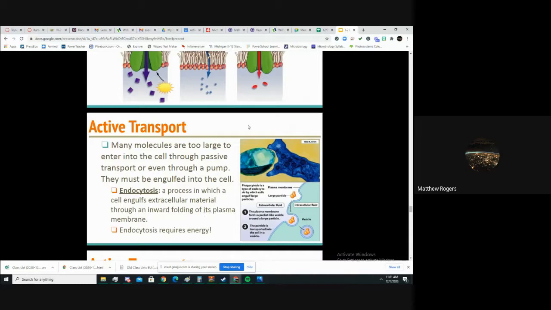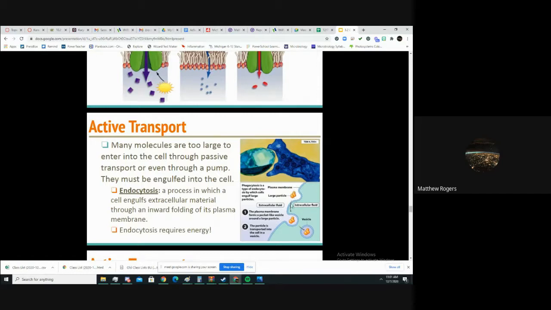So if we're looking at the picture here, this is an amoeba about to take in another living thing to eat it. And you can see he's about to swallow it. So this is how he actually eats, endocytosis. Your cell will do the exact same thing if it needs something. So it needs this large particle, so it starts taking it in.